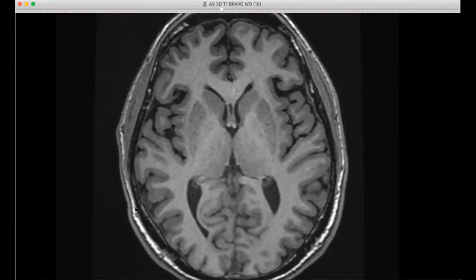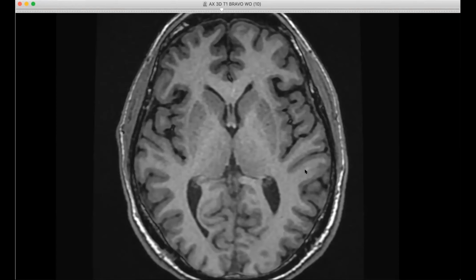So subcutaneous fat, you could see it's pretty bright. That's the white stuff that you see here. White matter has a shorter T1 than gray matter. So this is the white matter, and then you can see very nicely the gray matter has a little bit longer T1, so it looks darker.